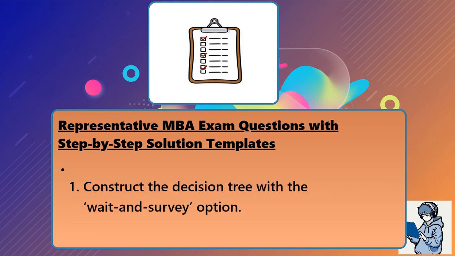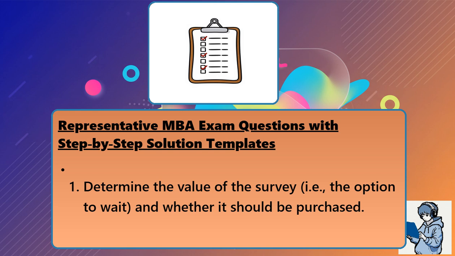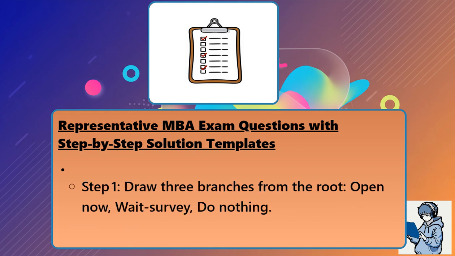Tasks. 1. Construct the decision tree with the wait and survey option. 2. Compute expected monetary values for all 3 strategies. 3. Determine the value of the survey, i.e. the option to wait, and whether it should be purchased. A solution template. Step 1. Draw 3 branches from the root: open now, wait with survey, do nothing.